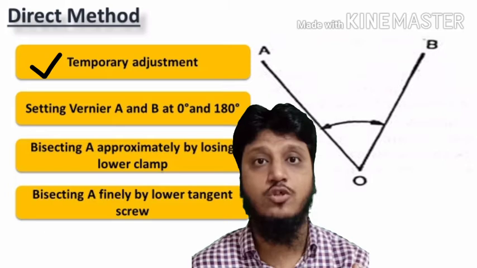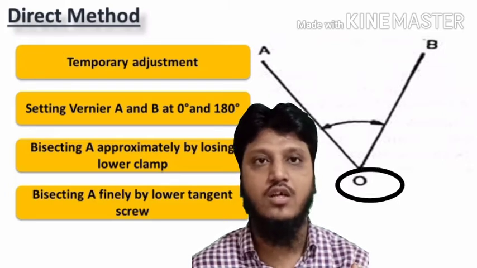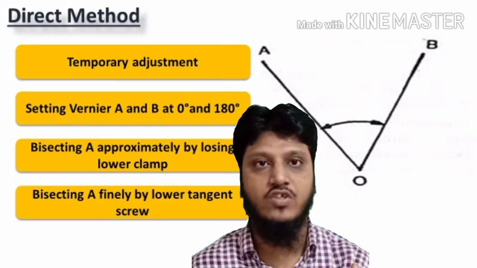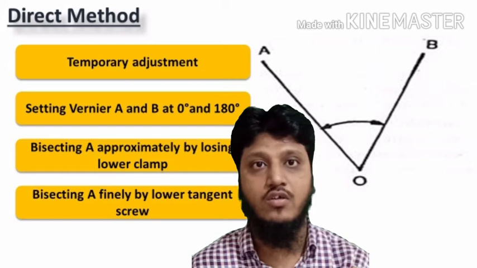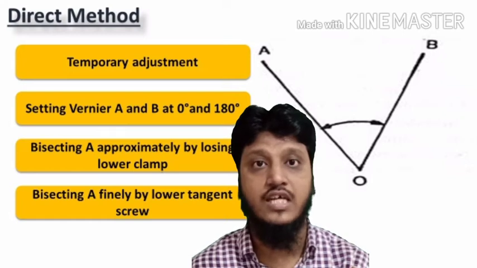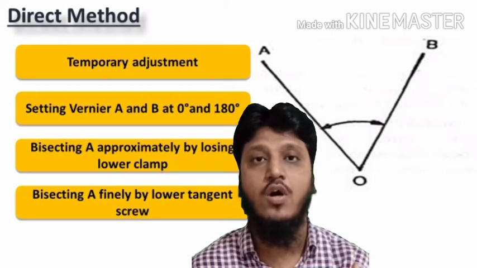We have to set the instrument over O and do the temporary adjustments. The temporary adjustments for the theodolite are: fixing the theodolite on the tripod, approximate leveling, then centering, then leveling with the help of foot screws, focusing the eyepiece, and focusing the object glass. These are all the temporary adjustments we have to perform.